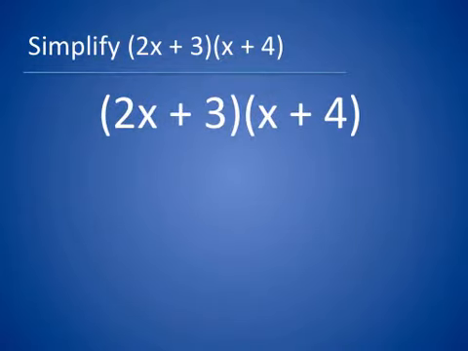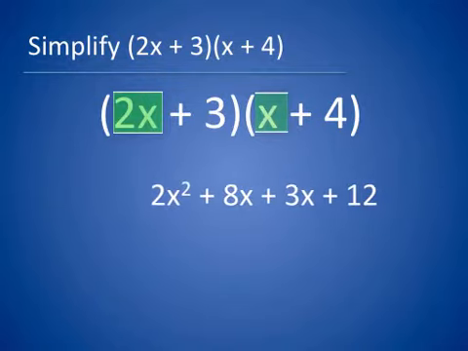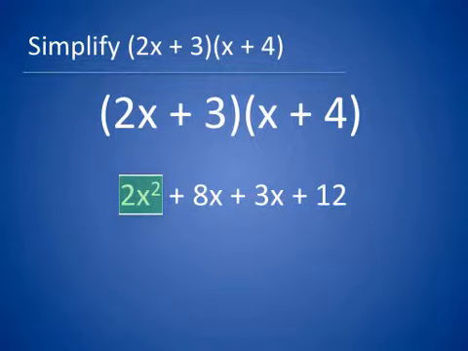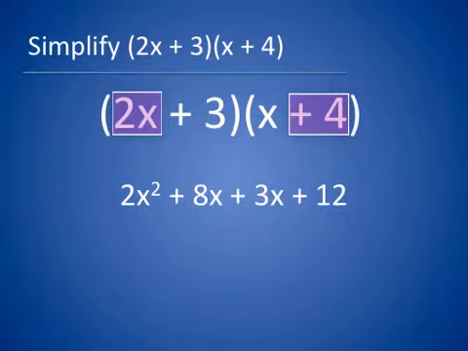If you look at the first two terms of each binomial, you have 2x and x. When you multiply those together, you end up with 2x squared. And then when you look at the outer terms, you have the 2x and the positive 4. When you multiply those together, you end up with positive 8x.